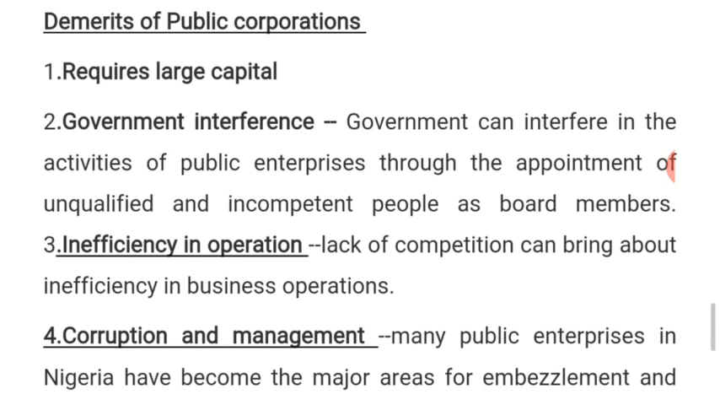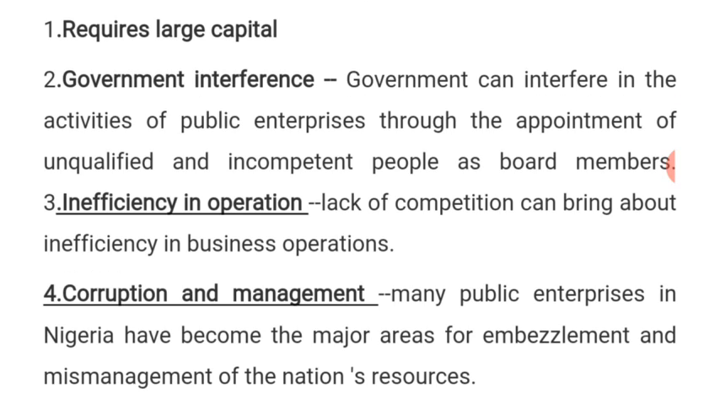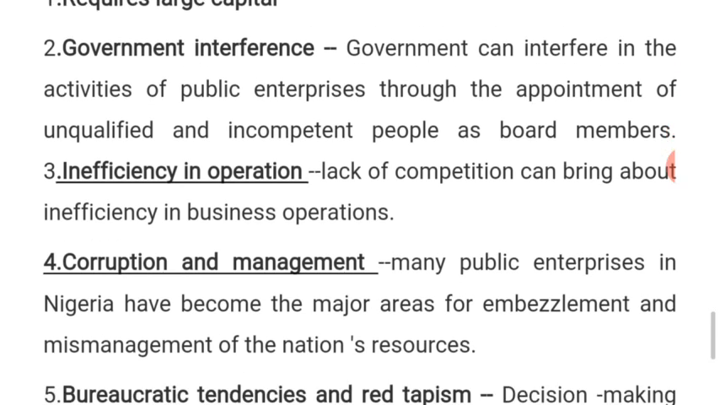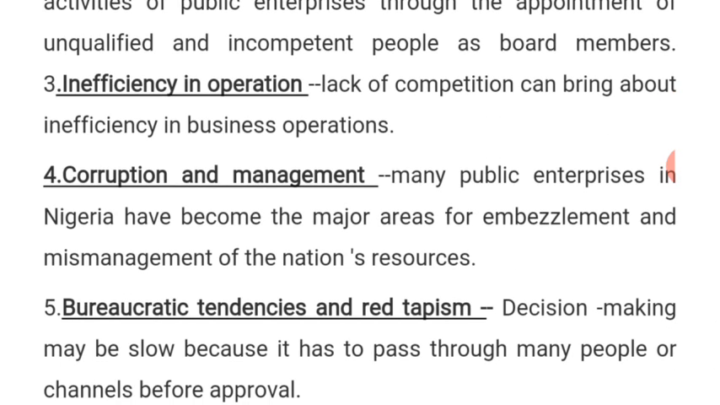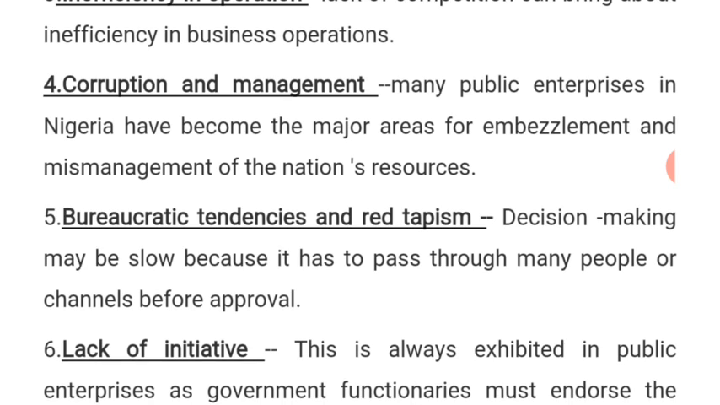Number three, inefficiency in operation. Lack of competition can bring about inefficiency in business operation. We have said that most of these public corporations are conferred with monopoly power, and when there is no competitor, it makes them inefficient. Number four, corruption and mismanagement. Many public enterprises in Nigeria have become major areas of embezzlement and mismanagement of the nation's resources. Most of the people there are corrupt. They embezzle public funds, and that is why most public corporations have folded up.